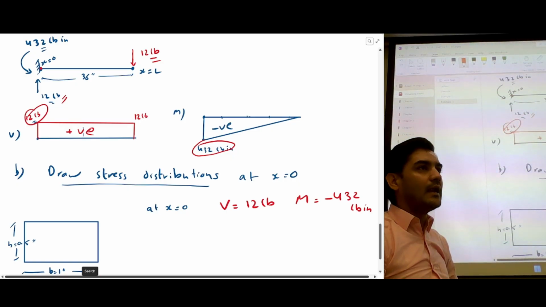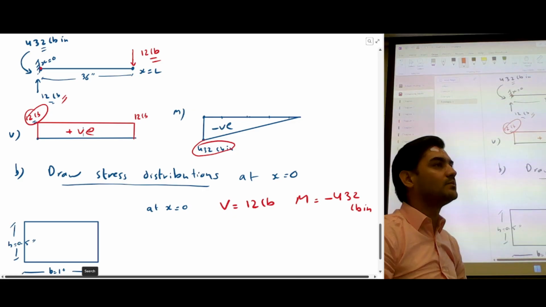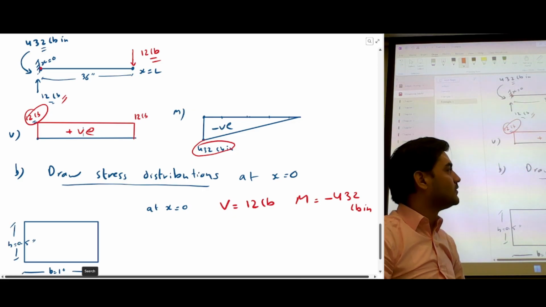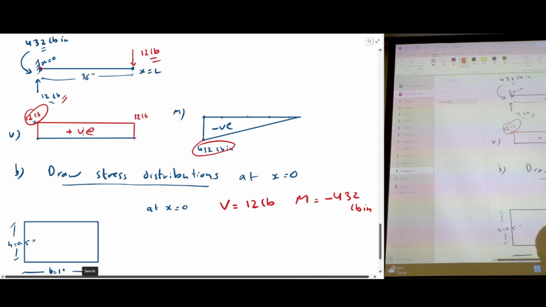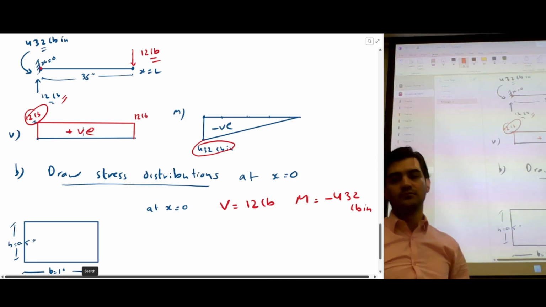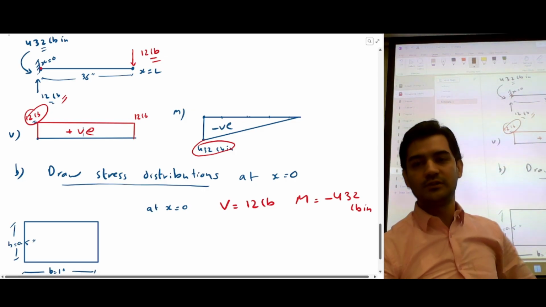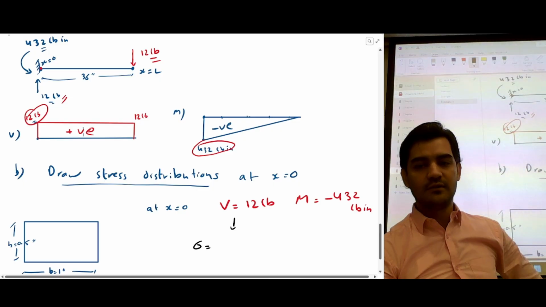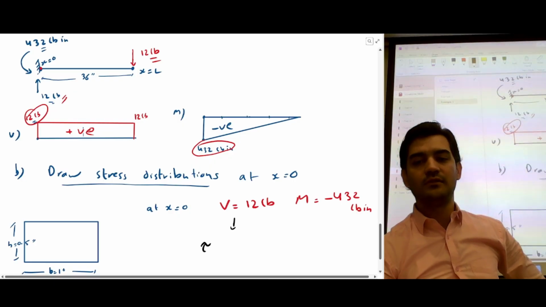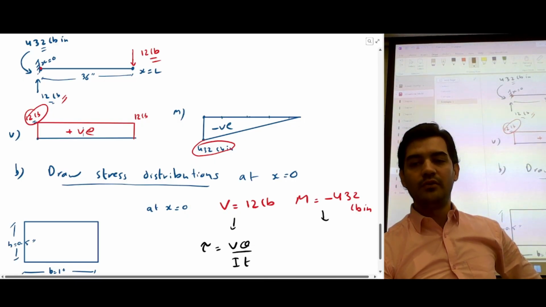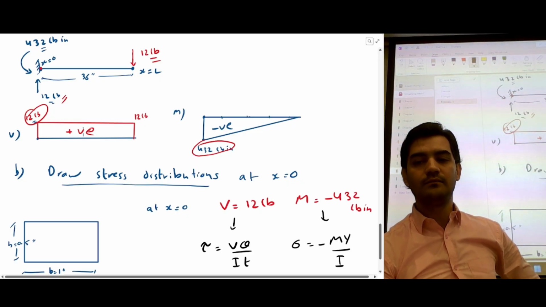So we have to calculate stresses, because that's what we can compare with the yield criteria. How do we calculate stresses from shear force and bending moment? Shear force will produce shear stresses, and the formula is VQ over It. Bending moment will produce axial stresses, so the formula is negative My over I.